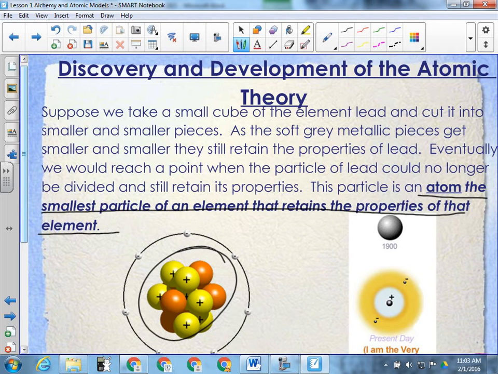Okay? So you're not splitting any atoms at that point. Okay? We couldn't actually cut something down that low, but if you could, you would get to the point where you simply couldn't cut it any smaller and have it still retain those same properties. All right? If you split an atom, it's different now.